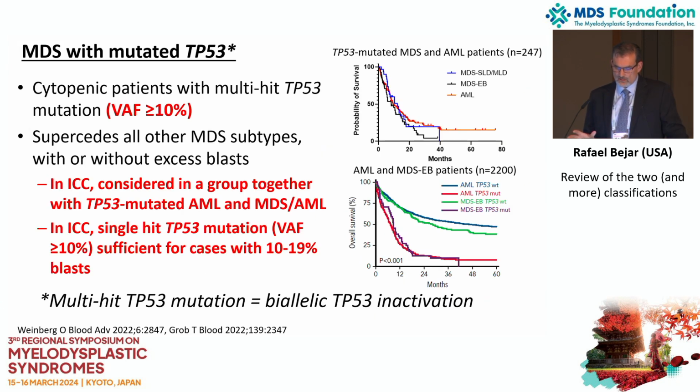So the ICC has created this group, the multi-hit TP53 group, where you have to have a VAF of at least 10% for a TP53 mutation to be in here. It supersedes all other MDS phenotypes, including those with or without excess blasts. And it spans a large range of the blast, but it also includes patients who have biallelic TP53 inactivation, which is not very well defined. How is it that you know that based on the data that you have?